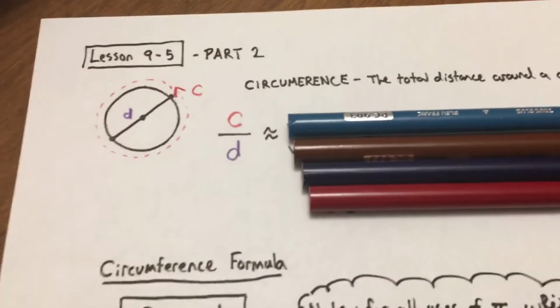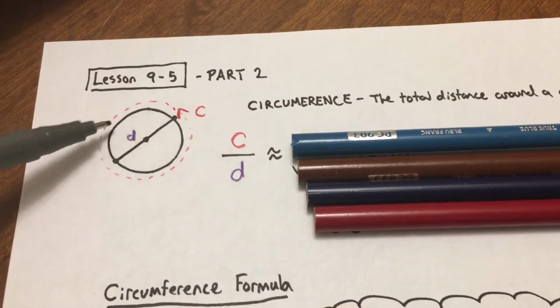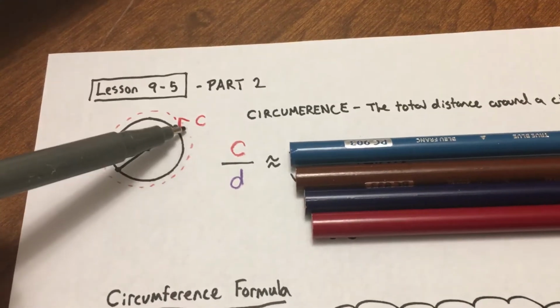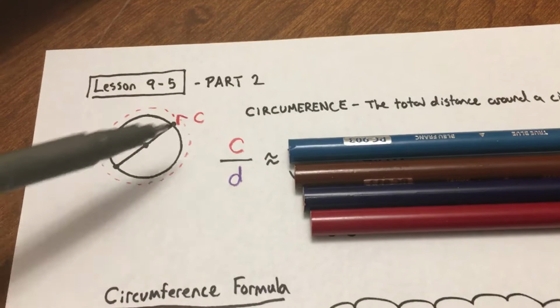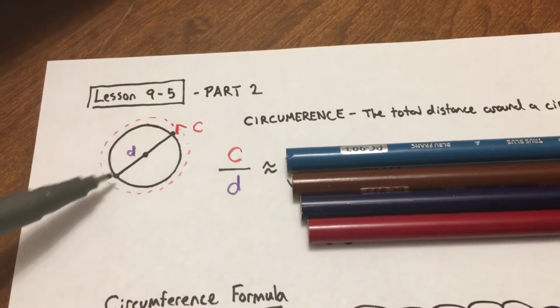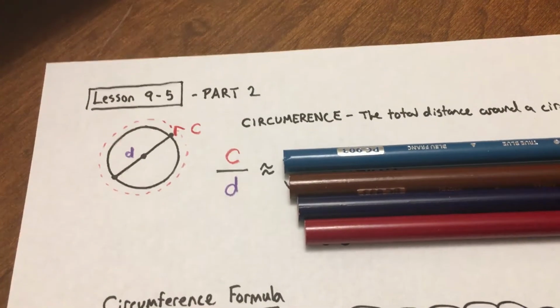I have an example over here off to the side of a circle. So if we were to march the entire length around this circle, we would cover its circumference, which we're going to indicate by the variable c. And then you probably recognize this line segment right here. This is an example of a diameter.